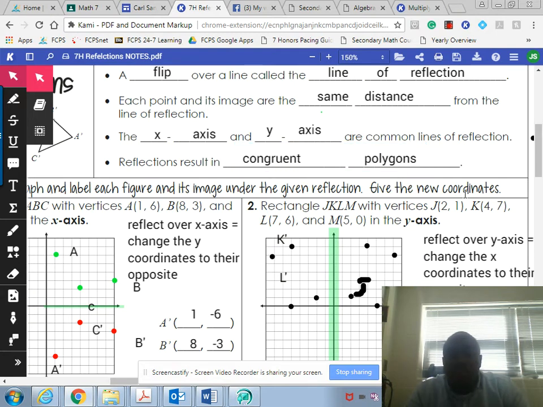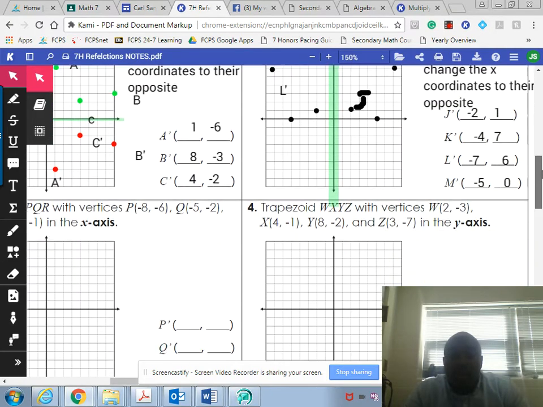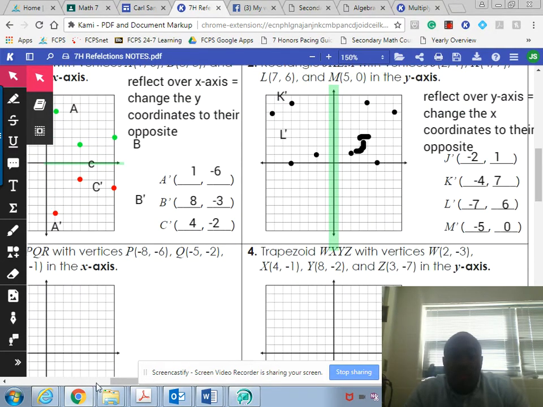The x-axis and the y-axis are common lines of reflection. That's usually what we call the line of reflection. Every once in a while, you'll have a rare case where they might reflect it across x equals 2 or y equals 2, but most of the time, we're just going to be reflecting across the x-axis and the y-axis. So let's go ahead and do an example. Let's do number one.